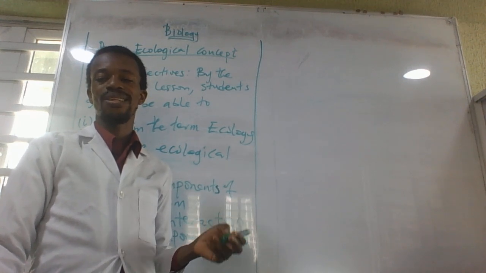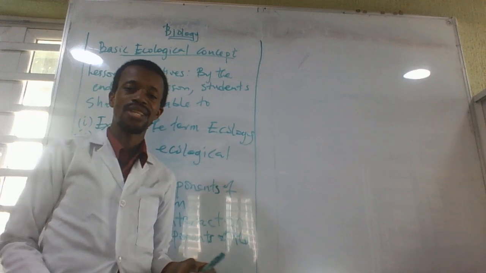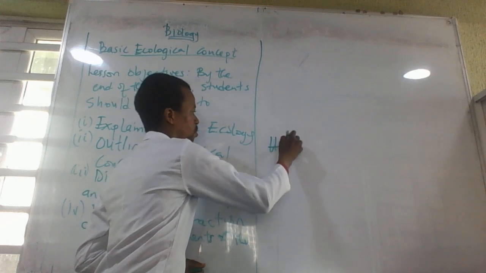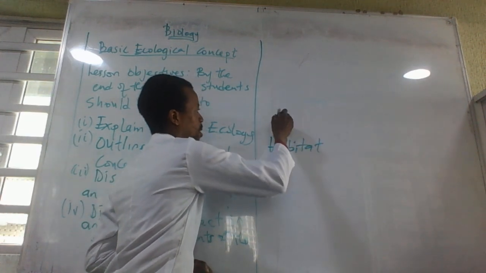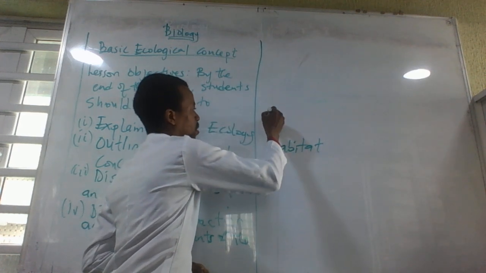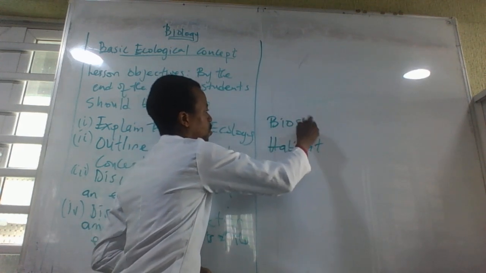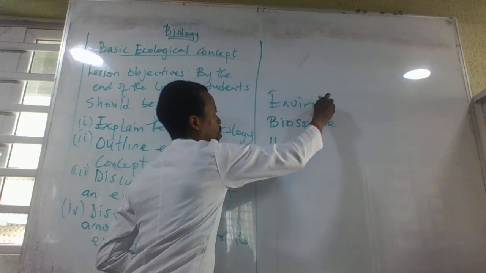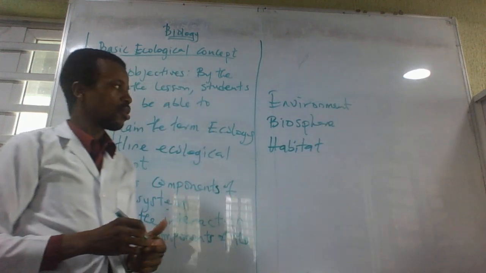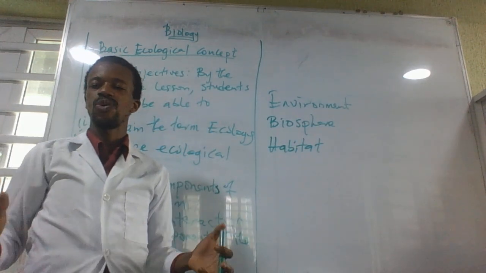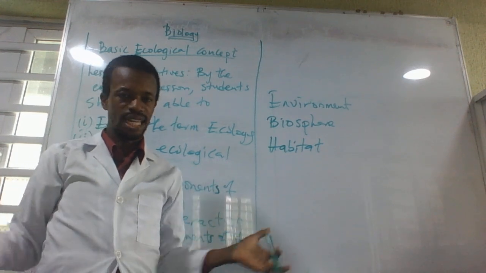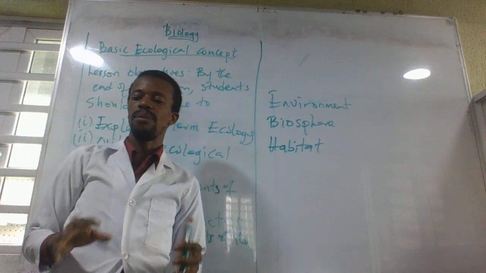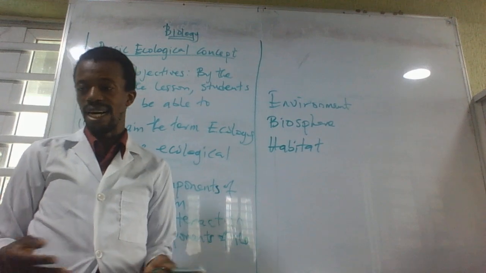So now we have considered the environment, we consider the biosphere itself. We are going to look at another part, which is the habitat. What is habitat? Habitat is the place where organisms are naturally found. That's just it. The natural place where you can find organisms is called habitat.